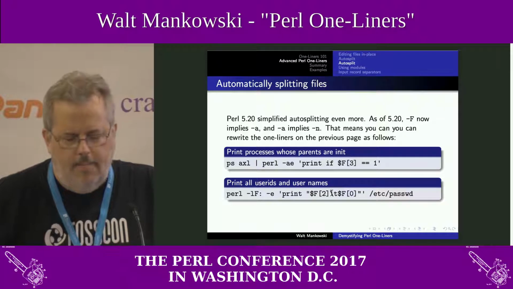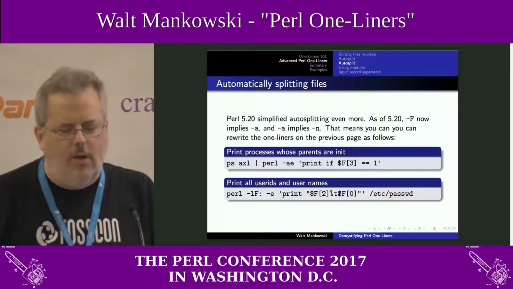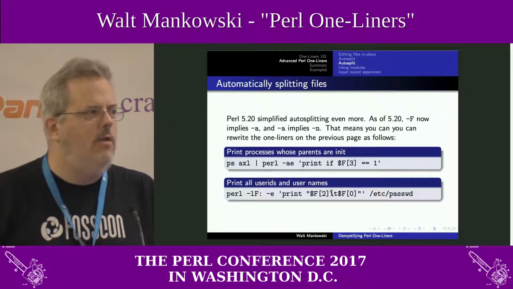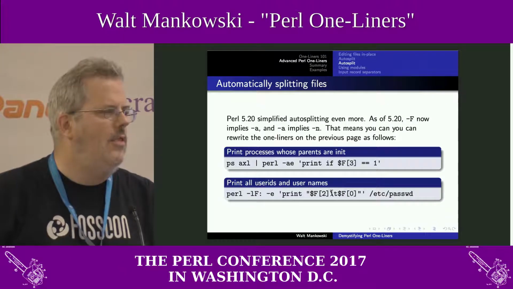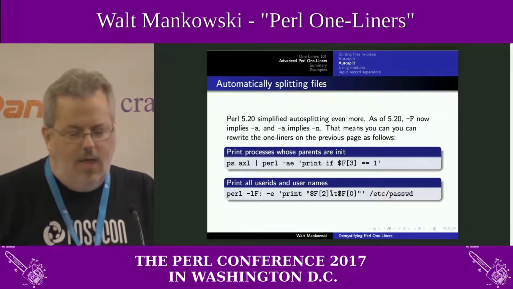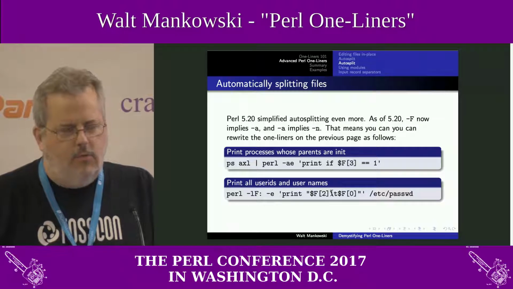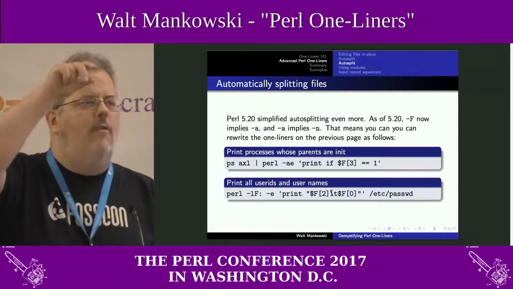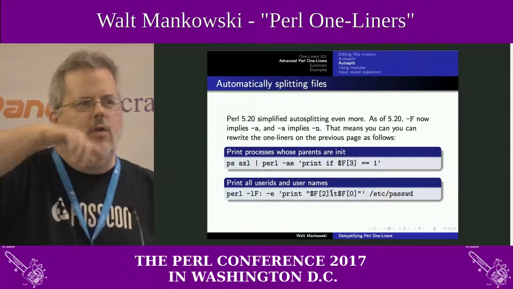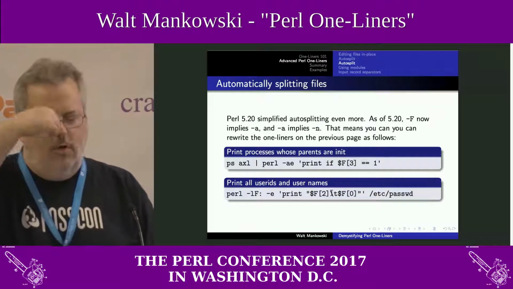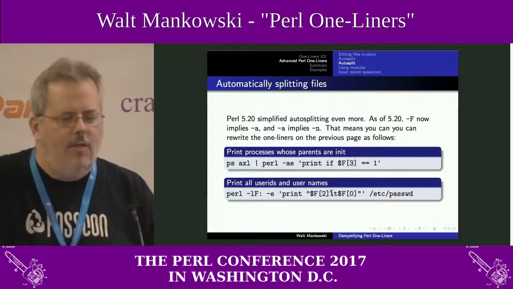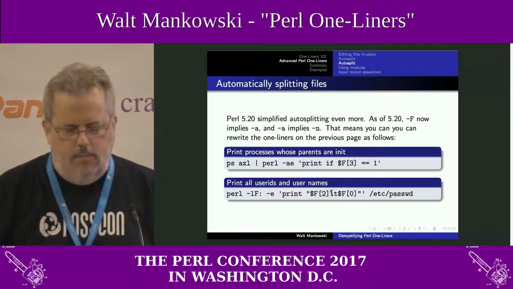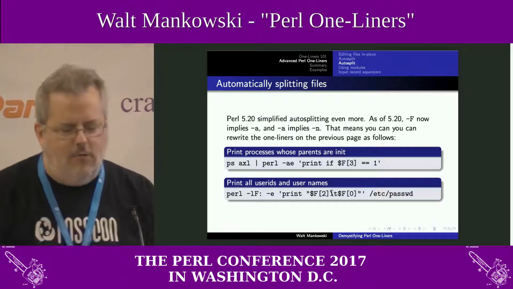Thank you. Right, so as of 5.20, if you say -F, it assumes that you want to auto-split, so you don't have to specify -a. It implies that you've done -a. And if you do -a, it assumes that you want to loop over all your inputs, so it assumes that you've set the -n flag. So that means you can leave a lot of letters off when you're running it.